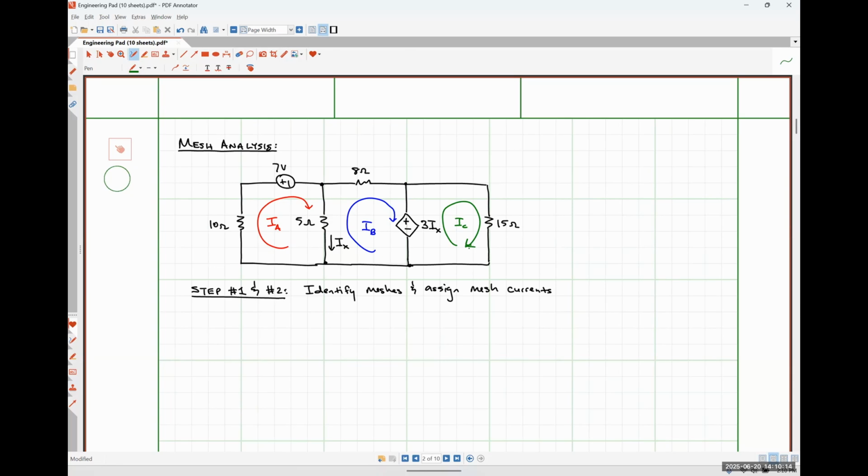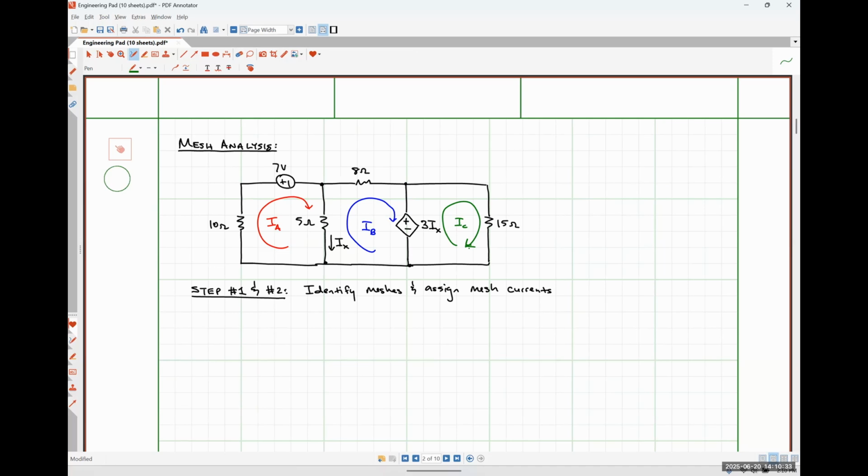That being said, you could choose to write your mesh currents in a counterclockwise direction, or you could choose to use some combination of the two. I personally find using a combination of directions a bit confusing, but to each their own.